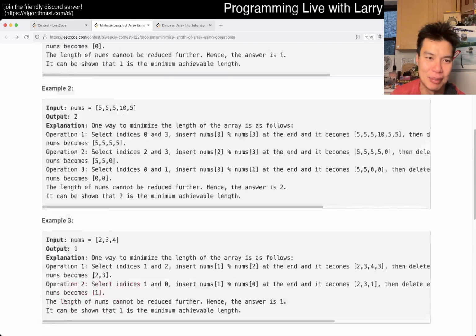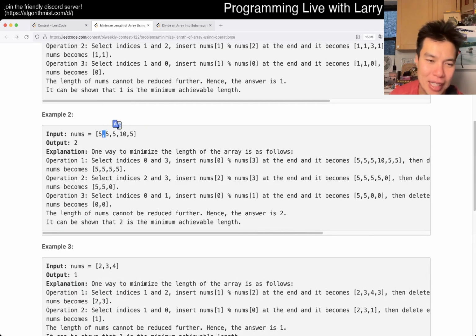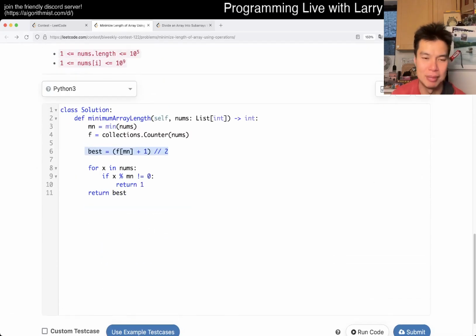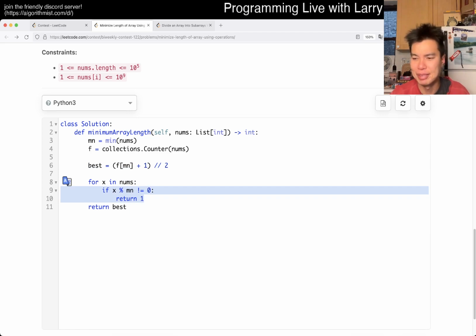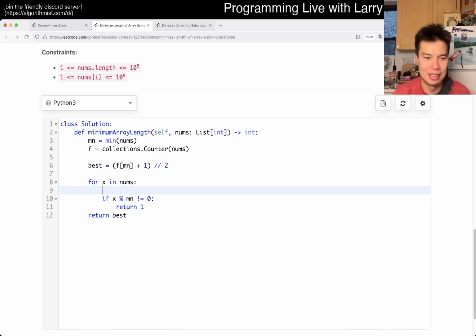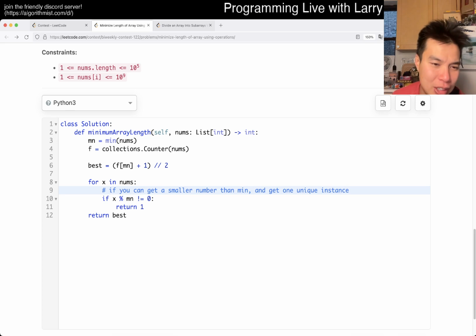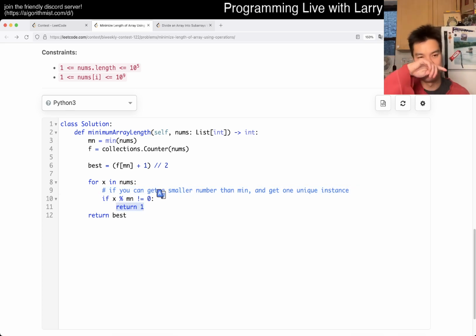if you have this case, for example, case 2, where everything is either the min element or if you mod it, it's going to be 0. So yeah, this is if all the numbers, or the count of the min numbers, and this is if you could get a smaller number than min, and get one unique instance, right? Then now you can return 1 because you can just use that number to mod everything else.